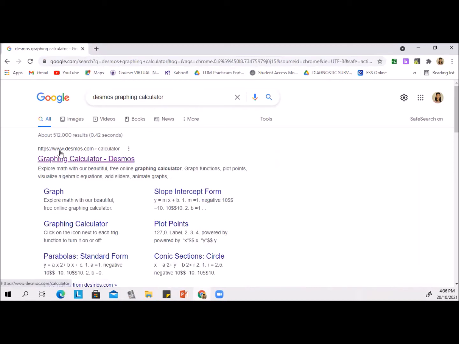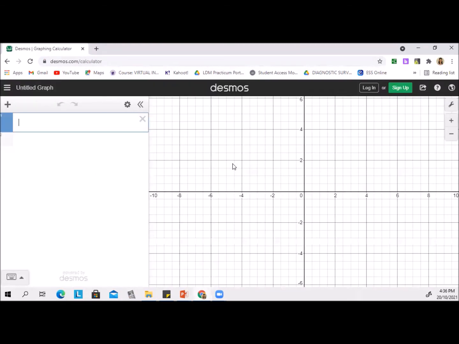And then, piliin nyo lang to. Basta ang piliin nyo, itong legit na link, yung www.desmos.com. And, mapupunta na tayo dito. So, ito yung interface ng Desmos. Ito yung function bar. Dito tayo magta-type. And then, this is the graphing area. So, paki-explore na lang. Maganda tong app na to.